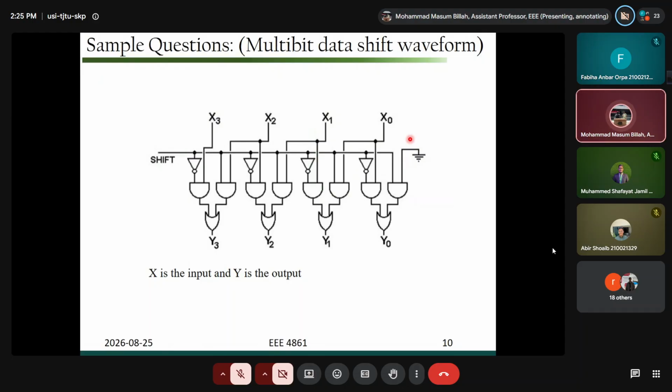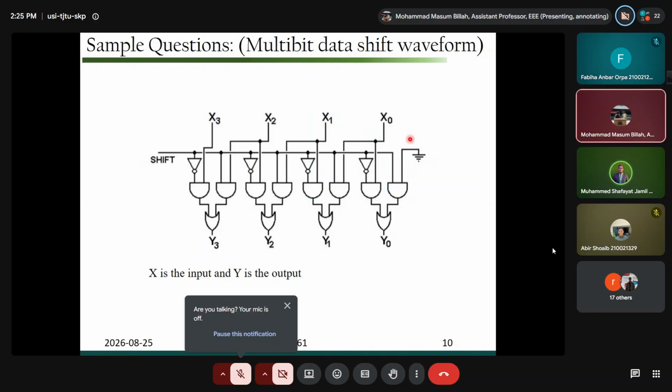Jamil, you remember we had some topic called data path and functional units, like how data shifts. So here is a data shifter, right? One stage data shifter. Based on the shift command, the data can be loaded or maybe shifted. When the shift command is 0, maybe data will be loaded: X3 will be in Y3, X2 will be in Y2, X1 will be Y1 and X0 will be Y0. This sort of data shift.